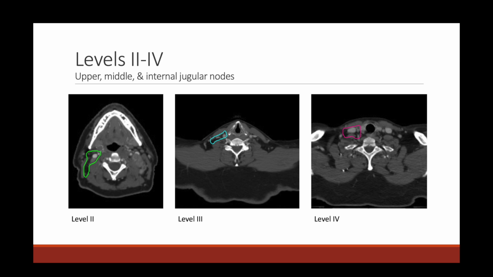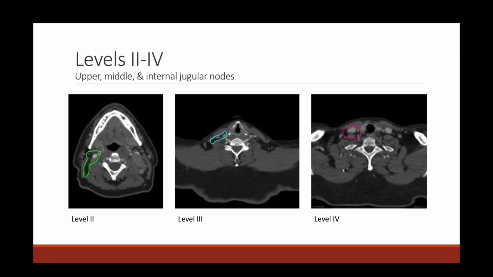As we move inferiorly, once we get below the hyoid bone, we are in level 3. And so the anatomy changes because our upper part of the neck looks very different than the lower part of the neck as we get closer and closer to our clavicle. But in level 3, we know that we're in level 3 now because we can see the thyroid cartilage and the arytenoid cartilage there. So the thyroid cartilage is that V-shaped cartilage that's sitting anteriorly to the larynx.